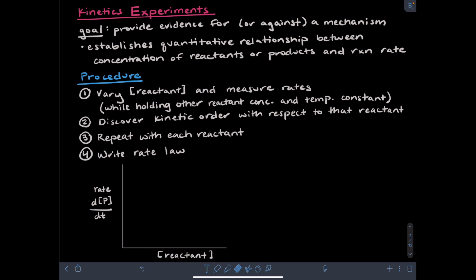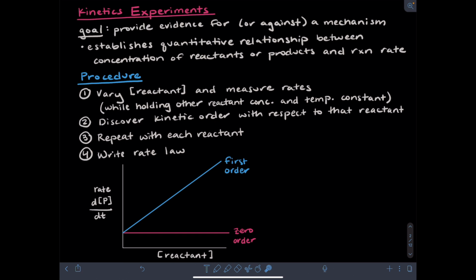Whether your reaction is 0, first, or second order in a reagent could be determined by looking at a plot of the rate versus the concentration of that reactant. If a reaction is 0 order in that particular reagent, the rate will be unaffected by changing the concentration of that reactant. This would give you a flat horizontal line.